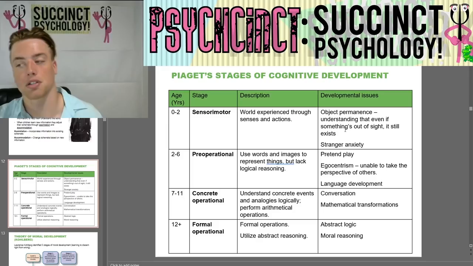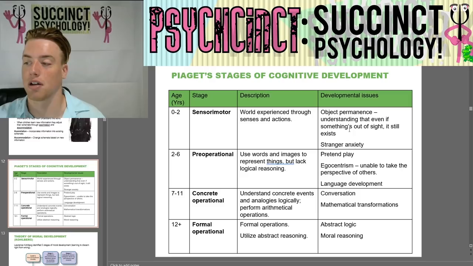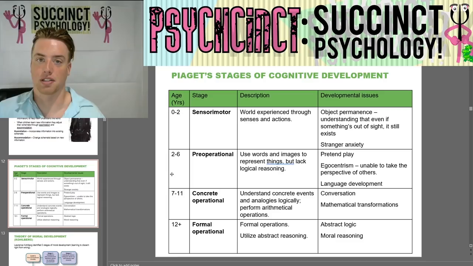Now there are some developmental issues for each of these stages. So object permanence, understanding that even if something's out of sight, it still exists, and stranger anxiety. So, you know, your 0 to 2-year-old has trouble, that's why you can do peekaboo. They have no object permanence. Once they can't see your face, they assume it's gone.